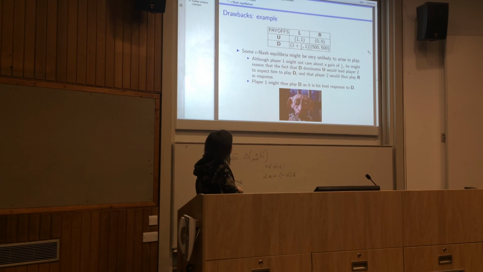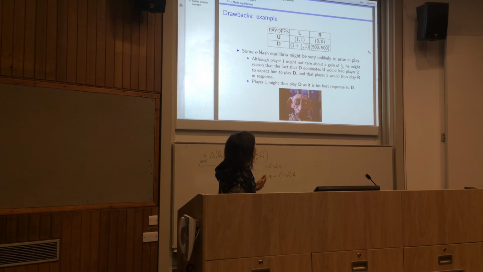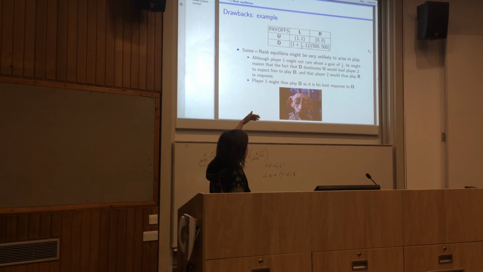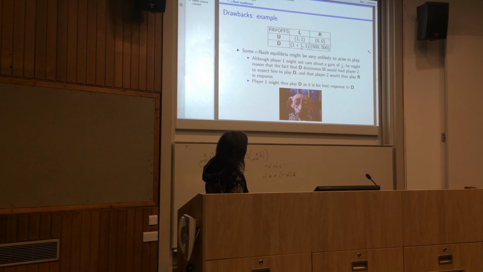Also, some epsilon Nash equilibria would be very unlikely to arise at all in the play. So if player I does not care about a gain of half of the epsilon, yeah, he probably would stay playing up, but then he might reason that, in fact, the strategy D dominates strategy U. Right? So he gets a higher payoff in the down strategy than in the up strategy, both in the left column and the right column.